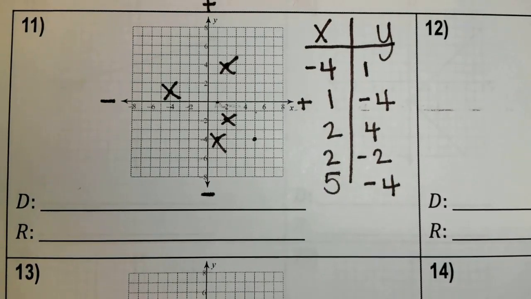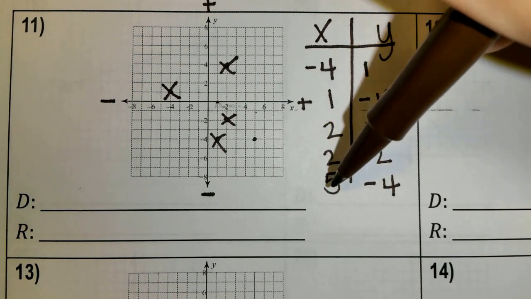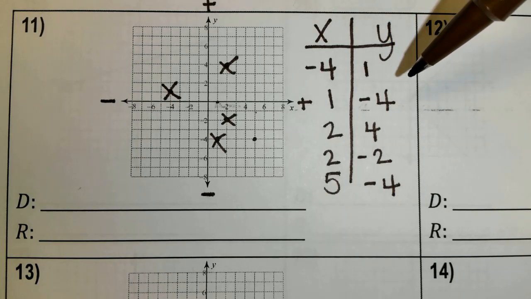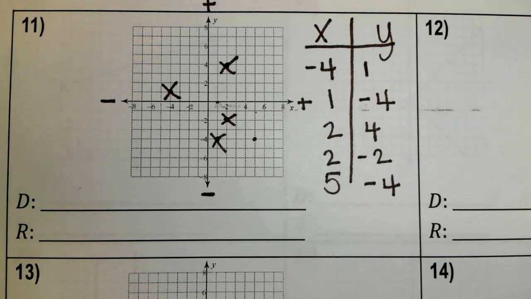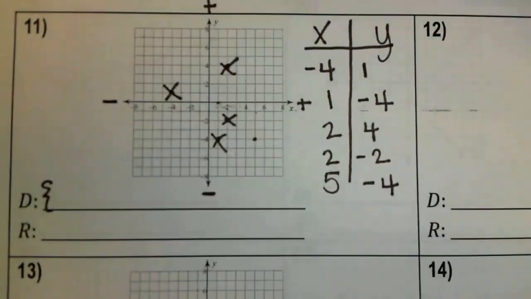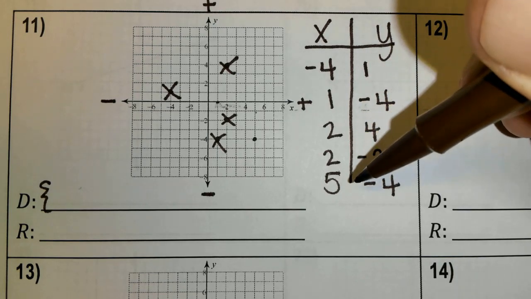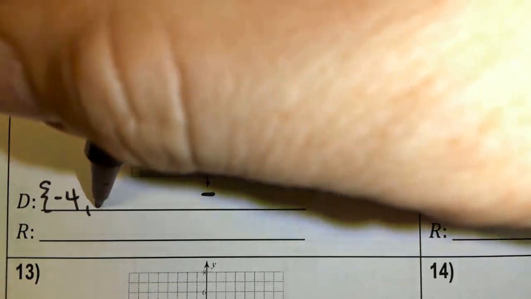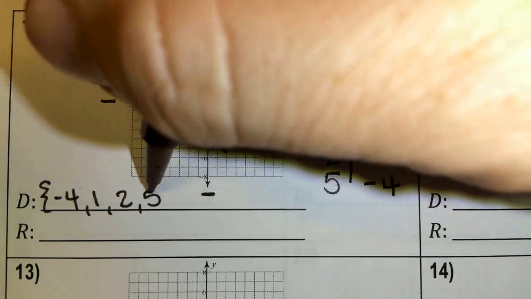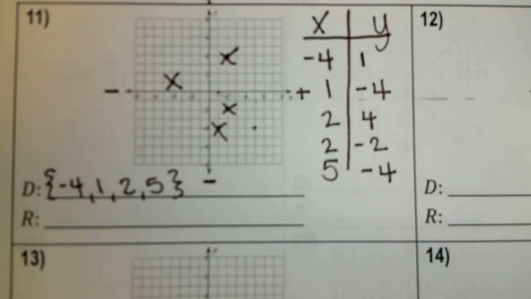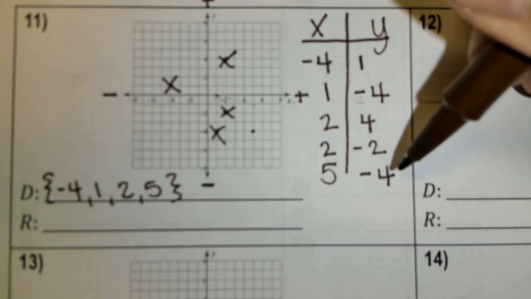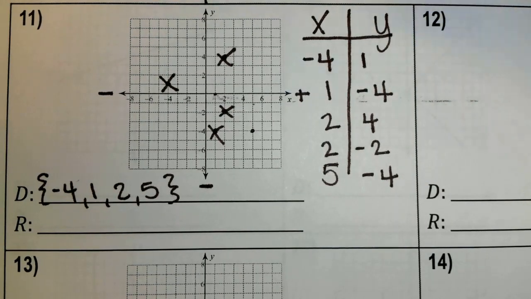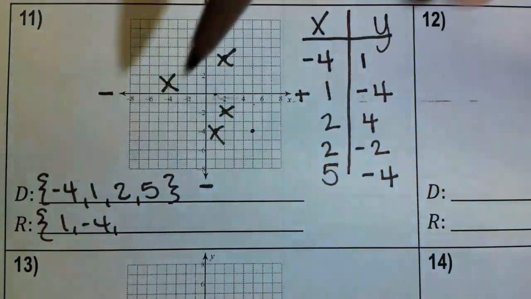Now this is just like what we did on the front, where my domain is all my x values, my range is all my y values, and since I have some that repeat on both, I don't have to write those. So for domain, I'm just going to write all my x's, except I only write 2 one time. So I have -4, 1, 2, and 5. Then range is all my y values, except I don't have to write -4 twice. So I have 1, -4, 4, and -2.